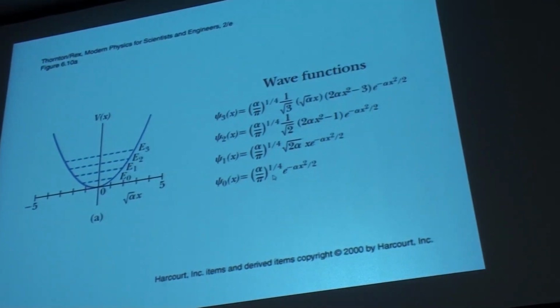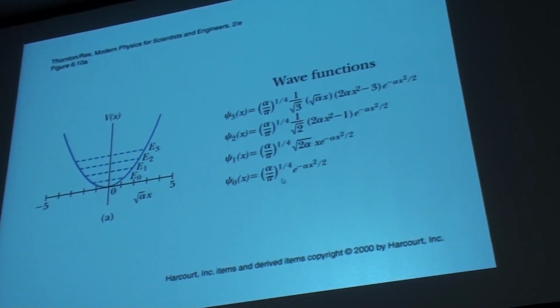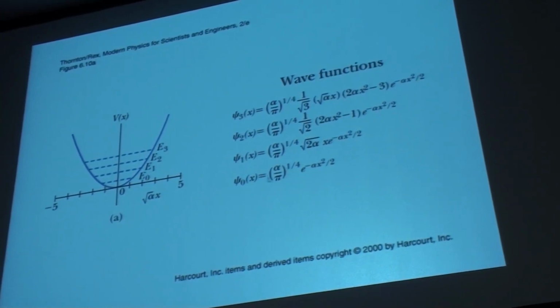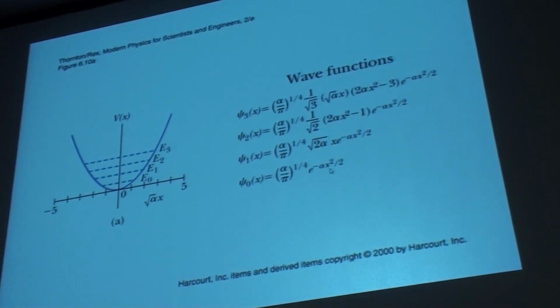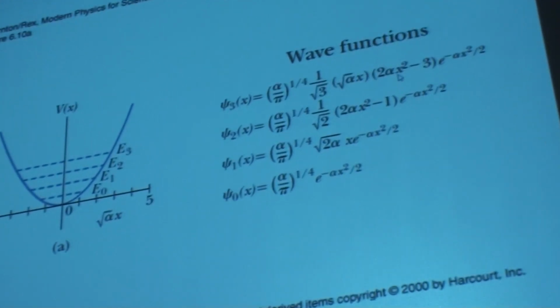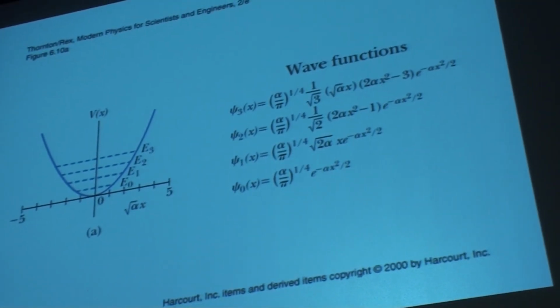We have different allowed solutions. This is psi 0 of x, equal to a normalization factor times e to the minus alpha x squared over 2. The psi 1 of x is going to be an x times e to the minus alpha x squared over 2. As you go to higher and higher n values, which are allowed solutions to the Schrodinger equation, you get some polynomial function of x multiplied by e to the minus alpha x squared over 2. These then become your allowed solutions.